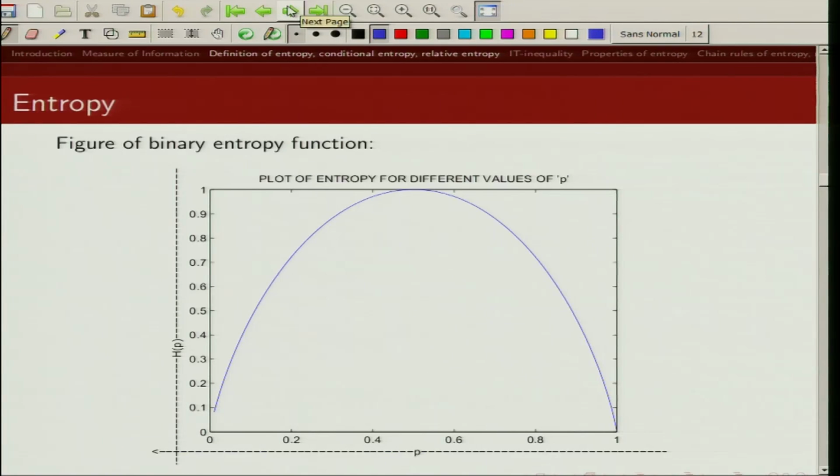And if you plot the binary entropy function, it looks like this. On the x axis you have the probability, and on the y axis I have plotted the binary entropy function. You can see that for p equal to 0 it is 0, and its maximum value is at p equal to 0.5, where H of p is 1.